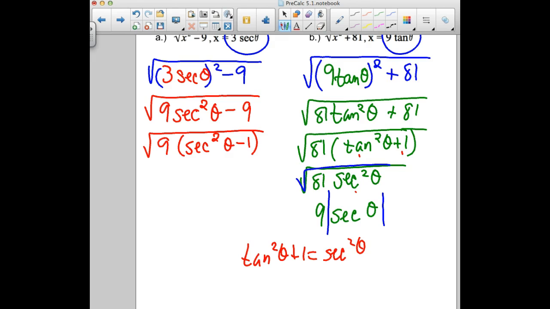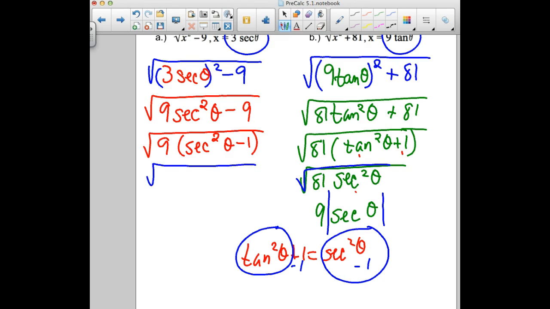So if we subtract 1 from both sides, all right, secant squared theta minus 1 would be equivalent to tangent squared theta. So this becomes the square root of 9 tangent squared theta. And again, we can square root that now and say we get 3 times the absolute value of tangent theta.